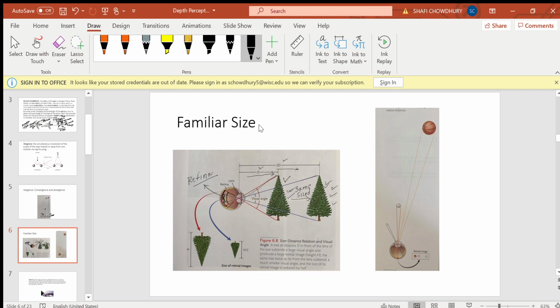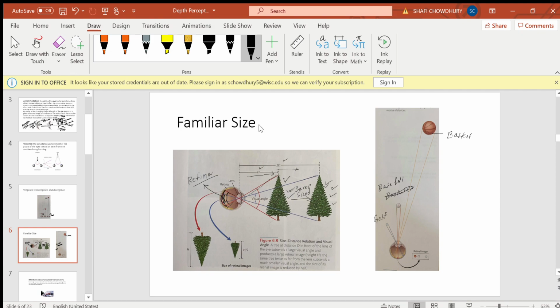And we know a lot of things from our experience, and that helps a lot to give you the perception of distance or depth. For example, this is a golf ball, this is a basketball, and this is a baseball, and this is a basketball.